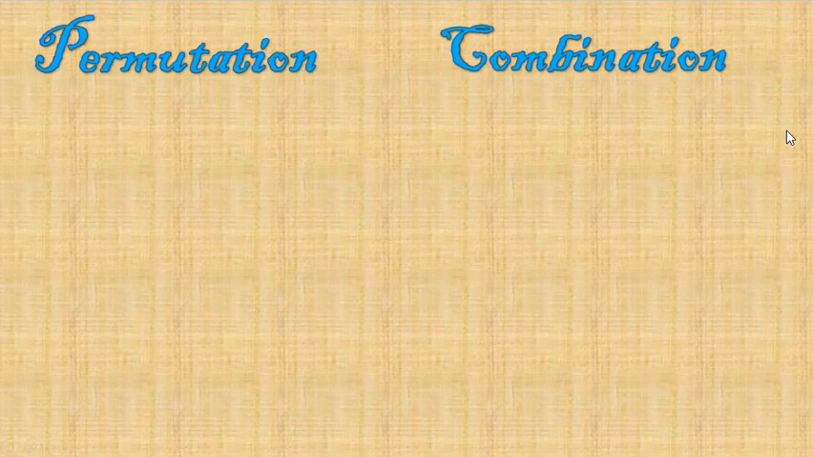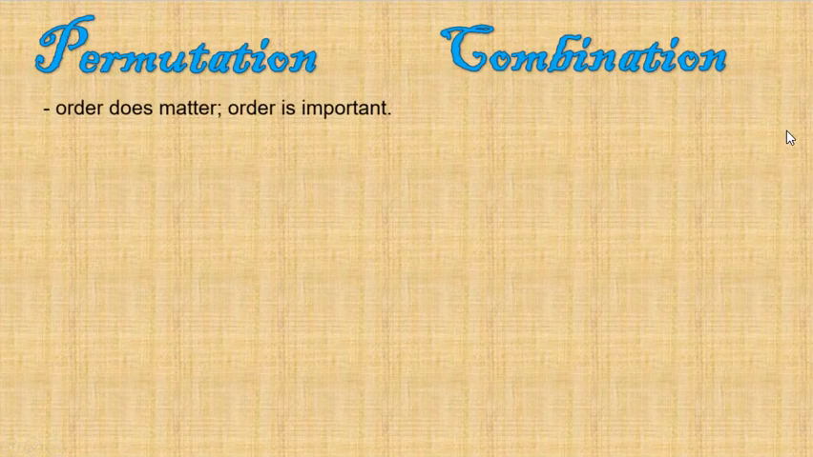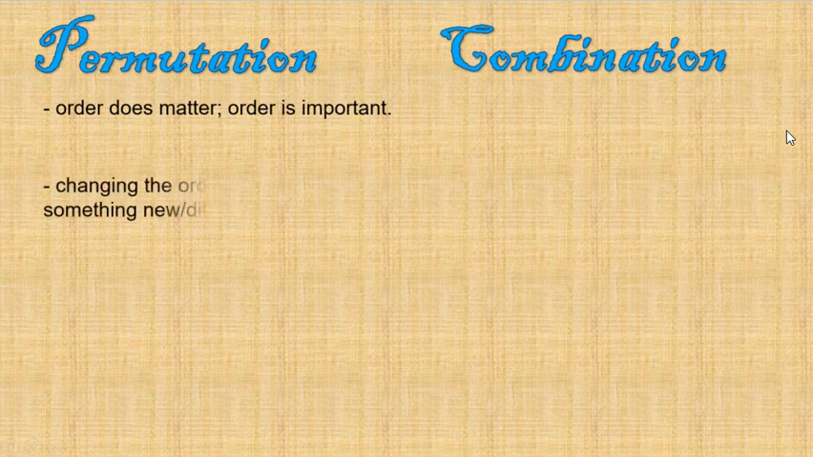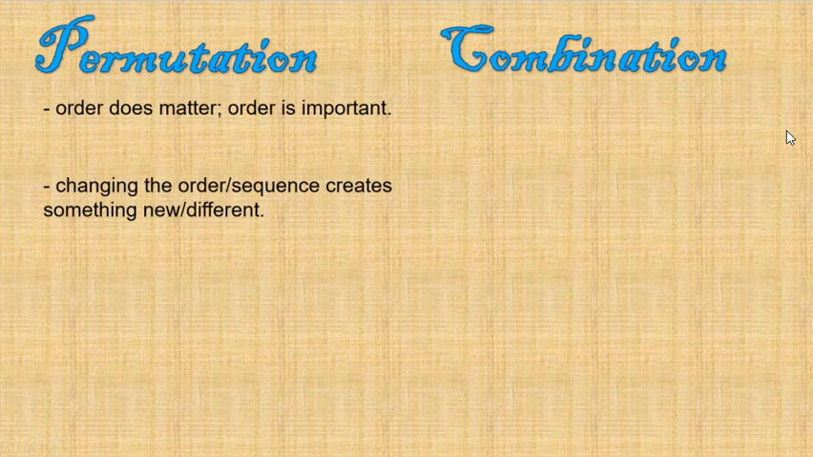So for permutation, aside from knowing that order does matter and order is important, if we think that the problem shows that changing the order or sequence creates something new or different, therefore we solve that problem using permutation. Aside from that one, we may also look for this word, namely arrange or arrangement. So once we see this word from the given statement or problem, therefore we are to solve it using permutation.